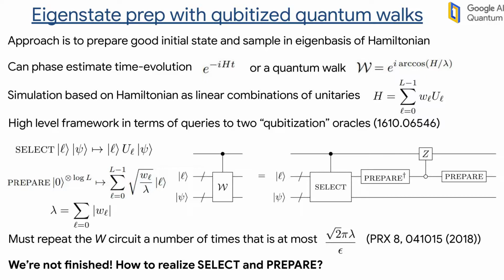How you implement these things, I'll describe a bit, and it's not part of qubitization. Qubitization just says, suppose you had these. Then you could create the quantum walk we're after, create the evolution under this arc cosine, which is what's needed to do the phase estimation we're trying to do, just with this simple circuit here: one application of select and two applications of prepare.